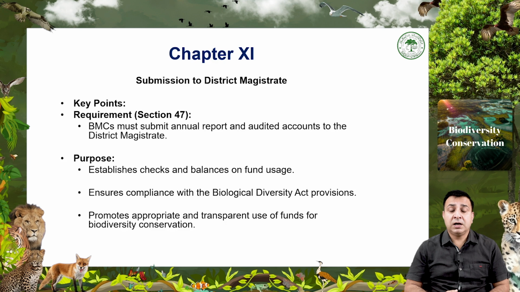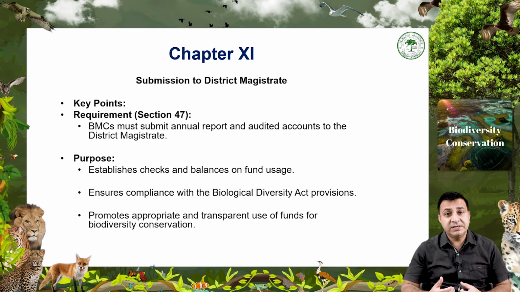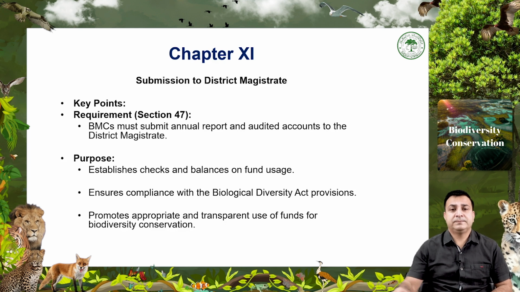Chapter 11 also talks about the submission of all these things to the district magistrate. According to section 47 of the Biological Diversity Act, the Biodiversity Management Committee established under section 41 is required to submit the annual report and audited accounts to the district magistrate who has jurisdiction over the area. This creates some kind of system of check and balance to ensure that the local bodies and their respective committees are compliant with the provisions of the Biological Diversity Act, and that the funds are used appropriately for biodiversity conservation efforts.